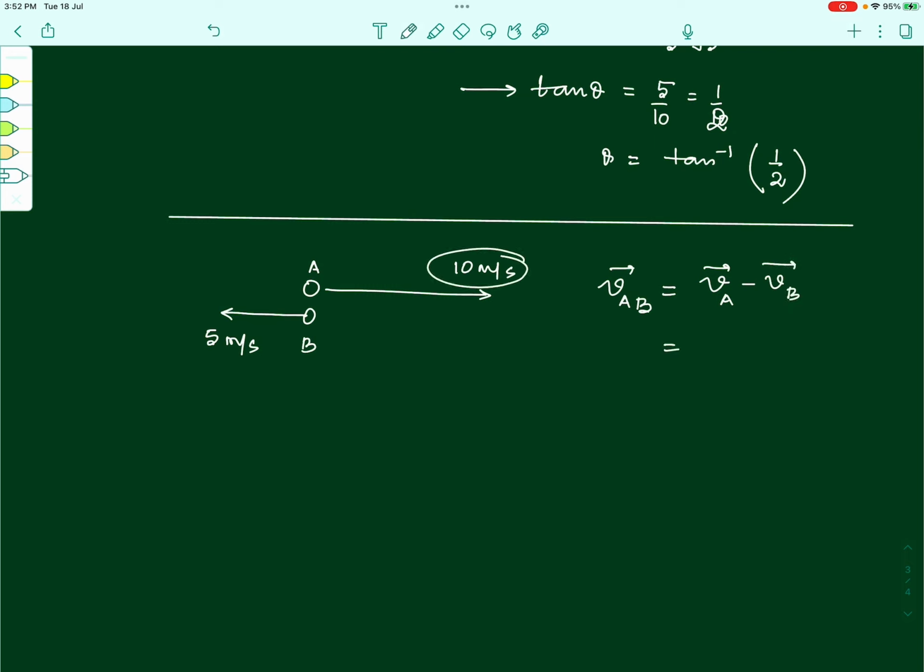Velocity of A is 10 i cap, 10 in the positive x direction, minus velocity of vector B, or velocity of body B is 5 meter per second towards left. So, I can write it as minus 5 i cap, right. See what are we getting here? 10 plus 5 i cap, 15 i cap. So, the velocity of A with respect to ground, with respect to the road on which A is moving, is 10 meters per second, whereas when B observes A, B sees the velocity of A to be 15 meters per second, greater than the velocity of A. Why is that happening? Because B itself is moving in the opposite direction.